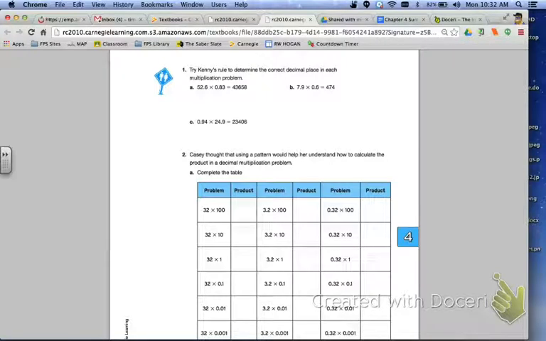So let's use that rule that we just wrote down for number 1. Take a look at letter A, B, and C. Look at the digits to the right of the decimal in each of the factors and try to place the decimal point in the correct spot for letter A, B, and C for each product.